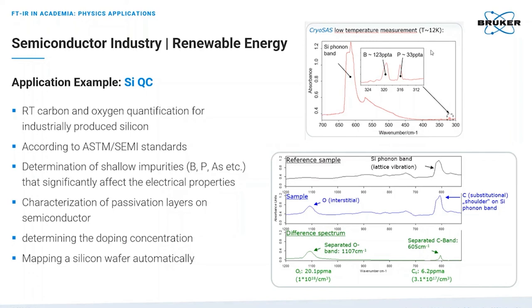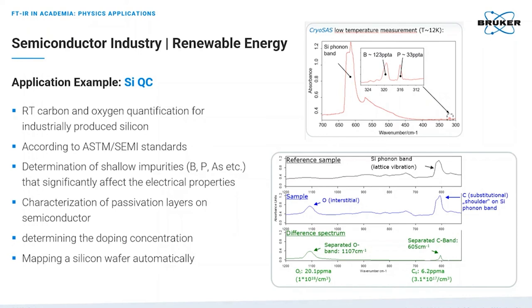Just as a rule of thumb, the specified detection limits of CryoSAS for phosphorus reaches 10 ppta and for boron 30 ppta. These values are specified for a sample with thickness 3 mm. Furthermore, solar cells have a complex structure with multiple layers of different materials, sometimes as thin as few nanometers. Passivation layers on semiconductors play a very important role and serve as, for example, protection, electric isolation, or anti-reflectance layer.